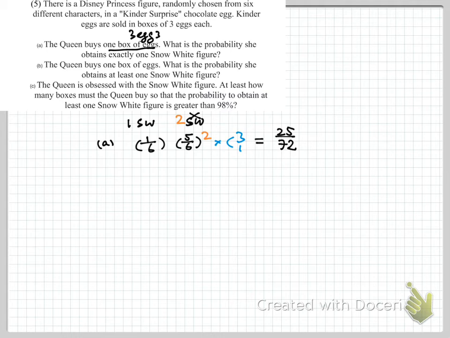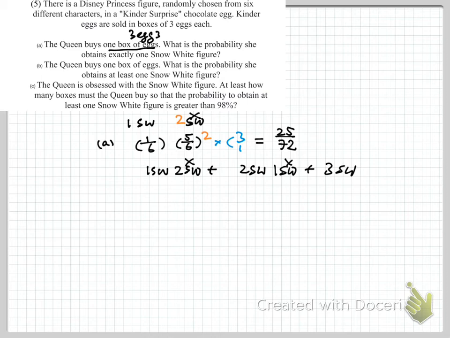Now, part B is about at least. All right. Now, you can do all the calculations. Say 1 Snow White, 2 not Snow White, plus 2 Snow White, 1 not Snow White, or all 3 of them are Snow Whites. You can add these probabilities together.